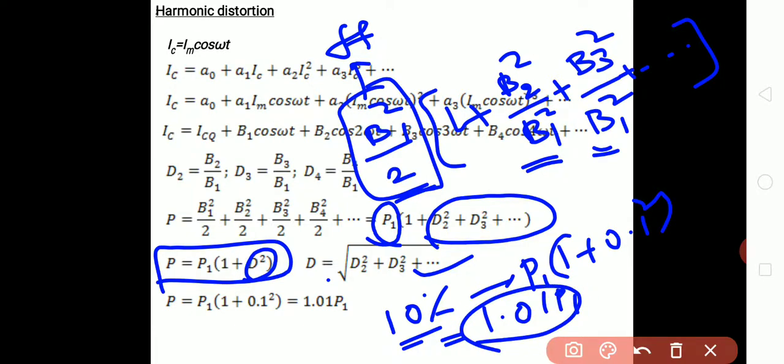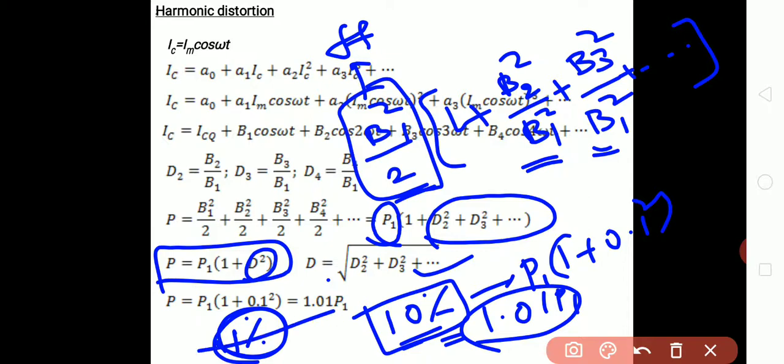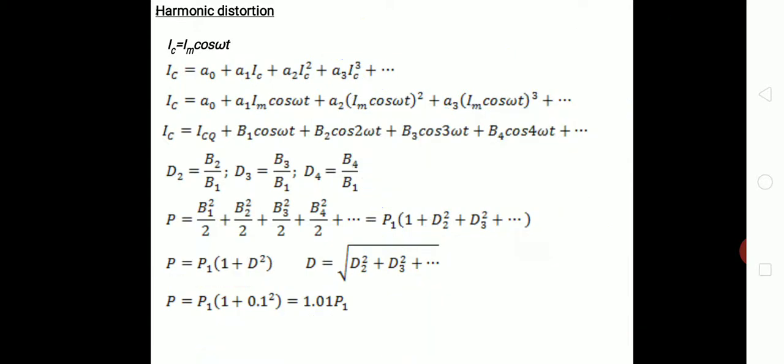So the power will be increased by an amount of 1%. So for 10% of distortion, the power will be increased by 1%. That is the effect of distortions on our output AC power.